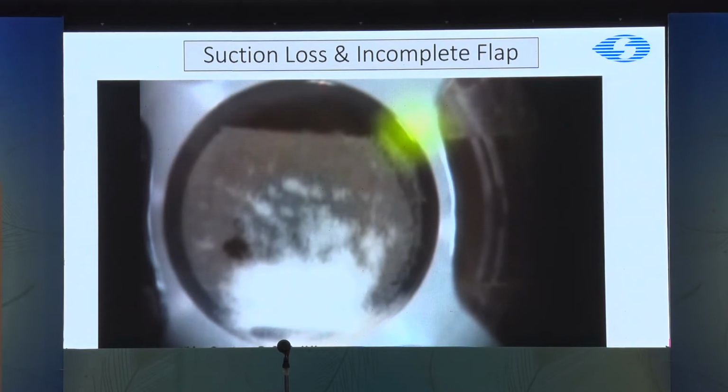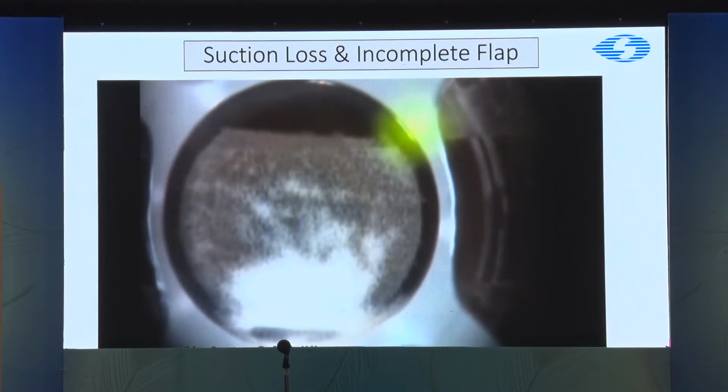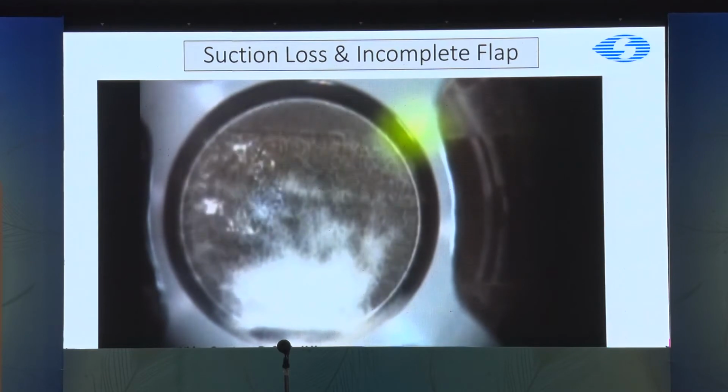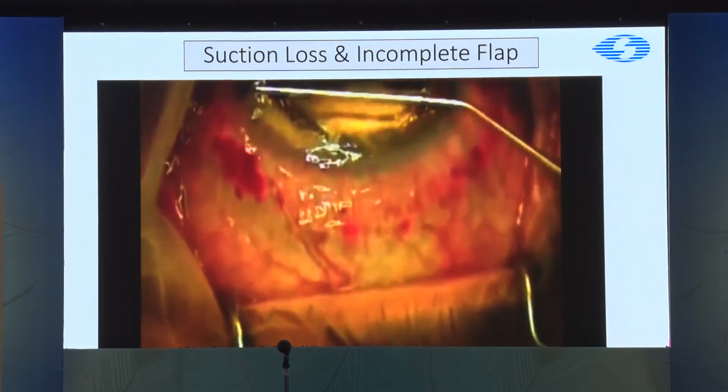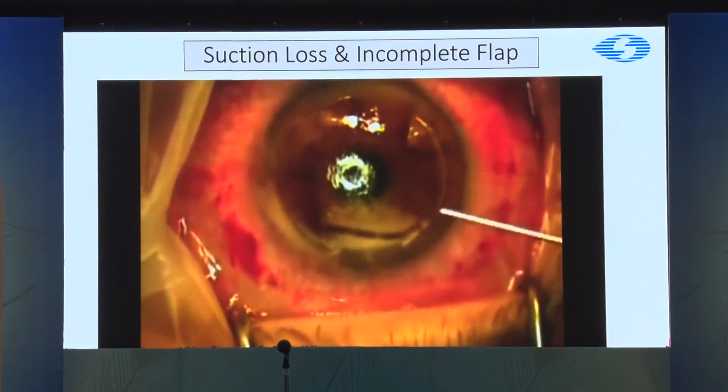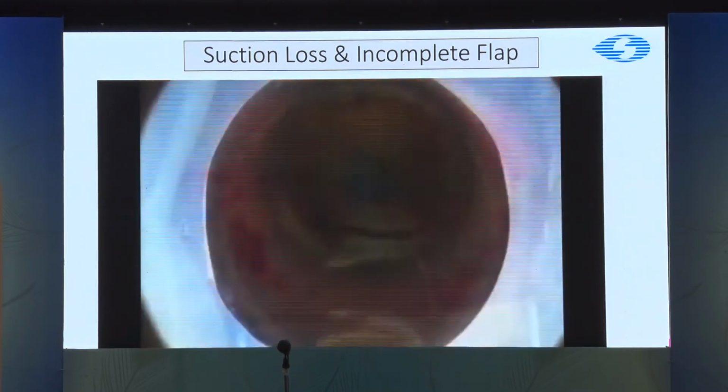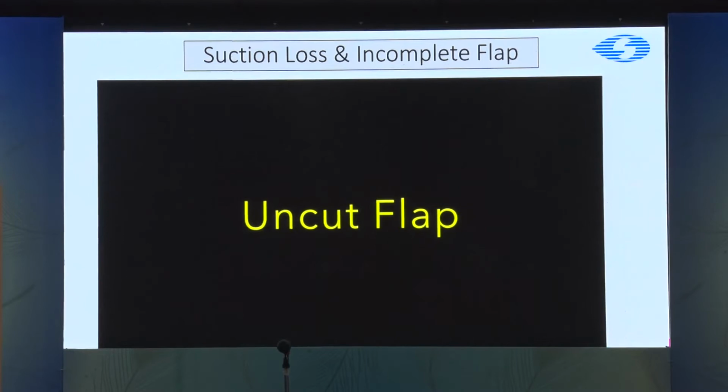It's important to remember that the handling of the suction loss is different if it happens during the raster or during the side cut. If it happens during the raster, you can just redock, switch off the pocket setting because you've already made the pocket, and then go ahead, because generally your applanation is fairly good and fairly consistent, and then you can just reposit the flap in a normal way.